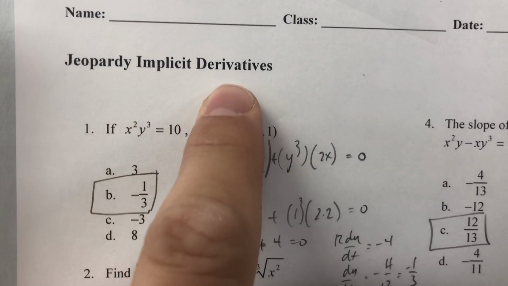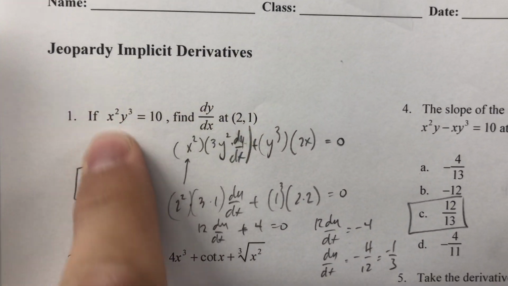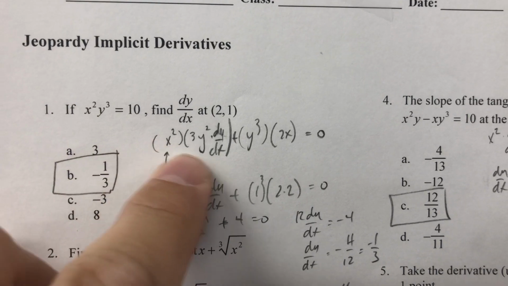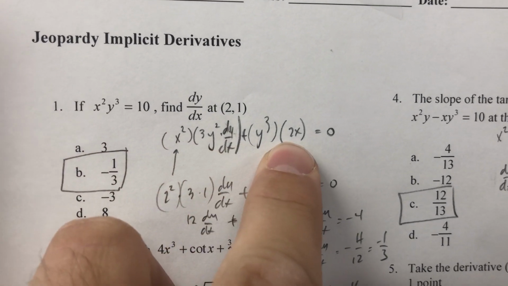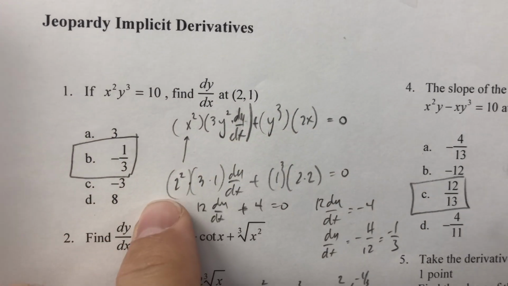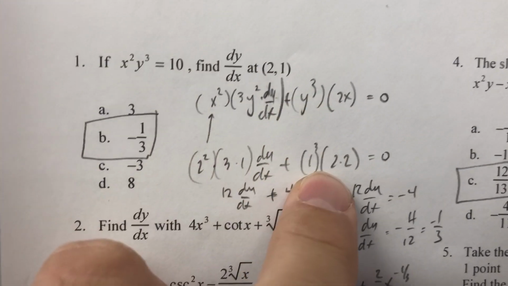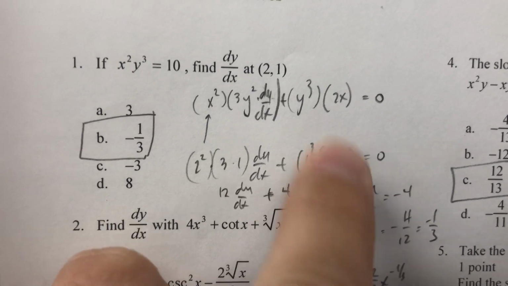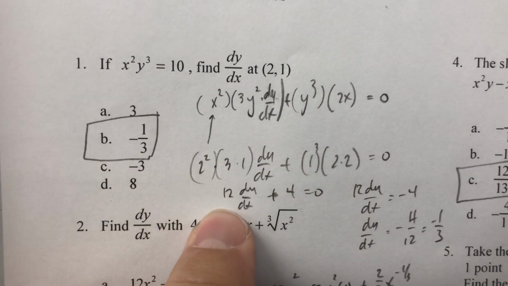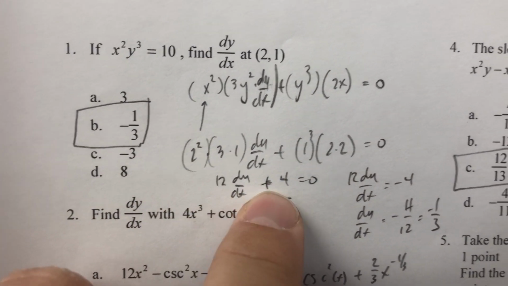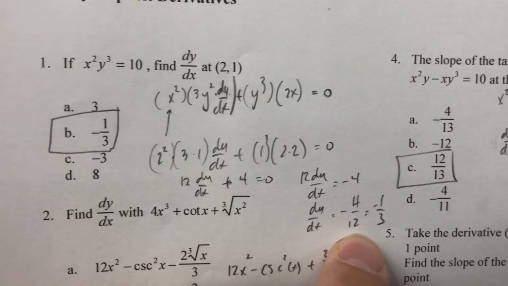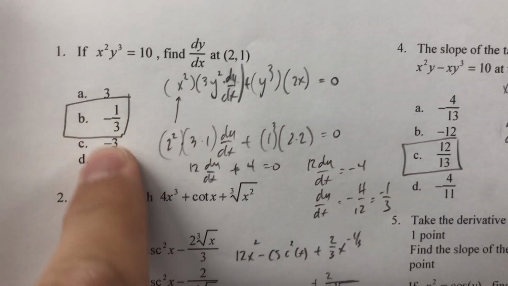All right, implicit differentiation with derivatives for Jeopardy. So I now have number one, so first times derivative of the second plus second times derivative of the first. And I plug in, so there's my 2 squared and my 3 times 1. My 1 and my 2 times 2. So there's a 4 on that side and a 12 on this side. And then I subtract the 4 over, divide by 12, gives me -1/2.